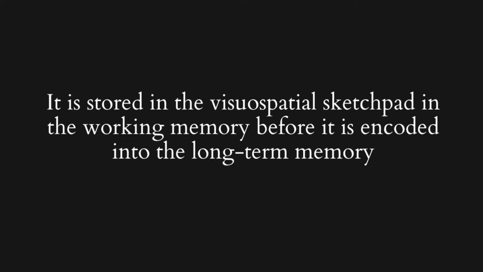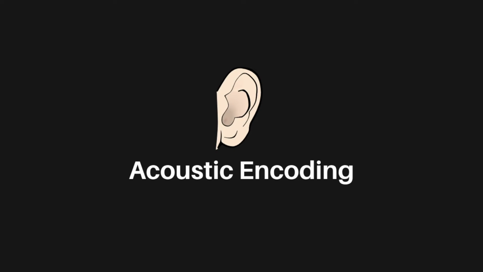Now, we will cover the concept of visuospatial sketchpad and working memory in much greater detail in the upcoming videos in this series. However, for now we know that visual encoding is encoding any information that is perceived visually and that it is stored momentarily in the visuospatial sketchpad in our working memory before we consolidate it to be stored in the long-term memory. Now let's move on to the next type of encoding, which is acoustic encoding.